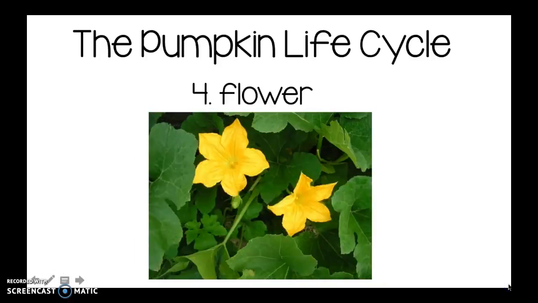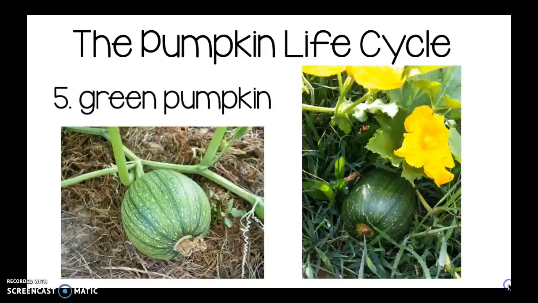Next, on the vine grows a flower. A flower's like a blossom that we learned about in the apple life cycle. A pumpkin flower is really pretty and yellow. The yellow flower will die and turn into a green pumpkin. If you notice at the bottom of this green pumpkin, you can see where there used to be the yellow flower, but now it's dead. You can also see that the green pumpkin is still connected to the vine because it's still growing.